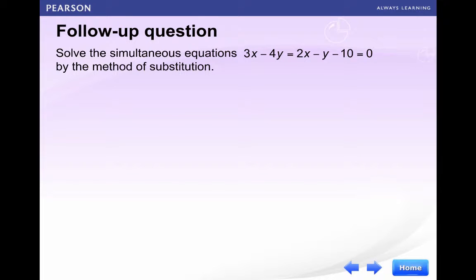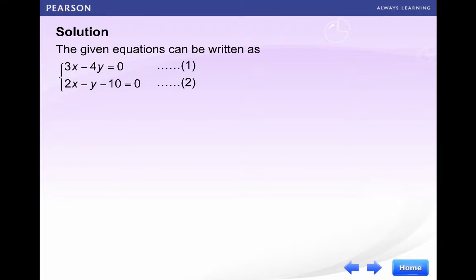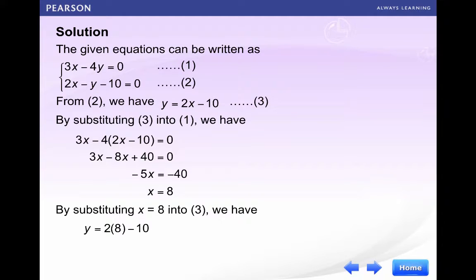How about this? Solve this simultaneous equation. When we look at this, we should look at the second equation. For the second equation, we can have y equals 2x minus 10. We substitute it into 1. We can find out what x is by these operations. Next, we substitute x equals 8 back into equation 3. We can find y. So the solution is this.